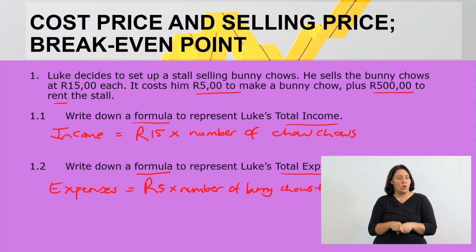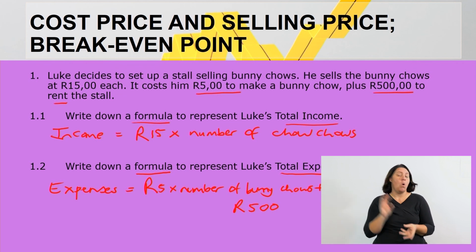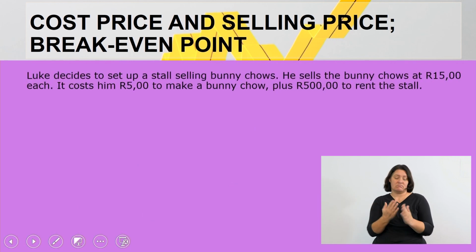And then I also, remember this time, I have to add the 500 Rand as the fixed expense. So in all, to get his total expenses, I'll take the 5 Rand selling price, multiply by the number of bunny chows, right? Or not selling price, that's actually his cost price. Okay, let's look at another question.